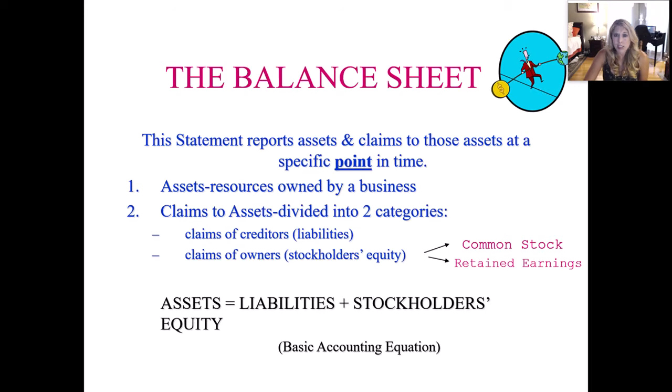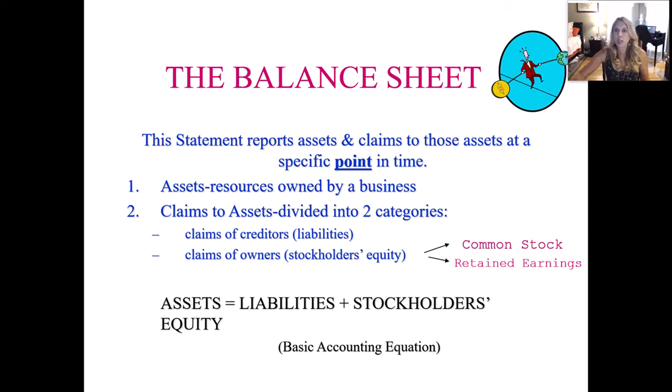So the third statement is the balance sheet. This statement is going to show your assets and your claims to those assets at a particular point in time. So a snapshot. It's at a specific date in time, not a period like a month. So you're going to have all of your assets, which are your resources owned by a business. And we'll talk about them when we look at a balance sheet. But those are things such as your cash and your inventory and your equipment.